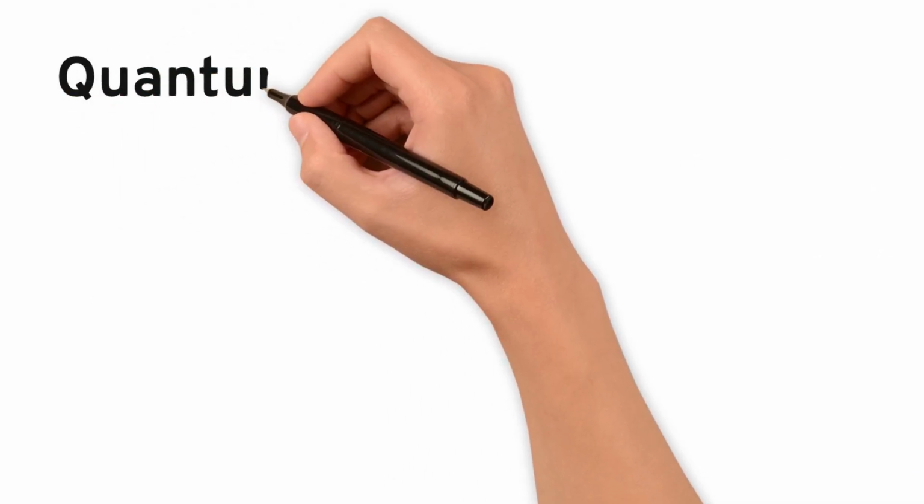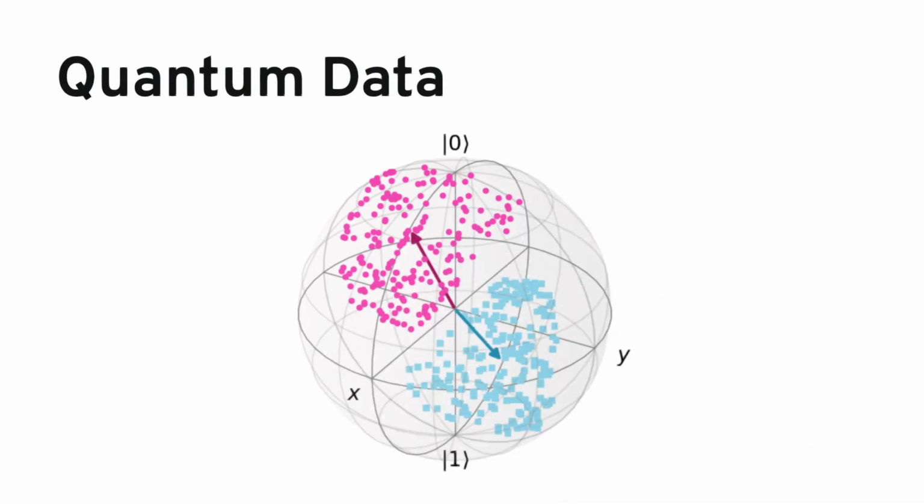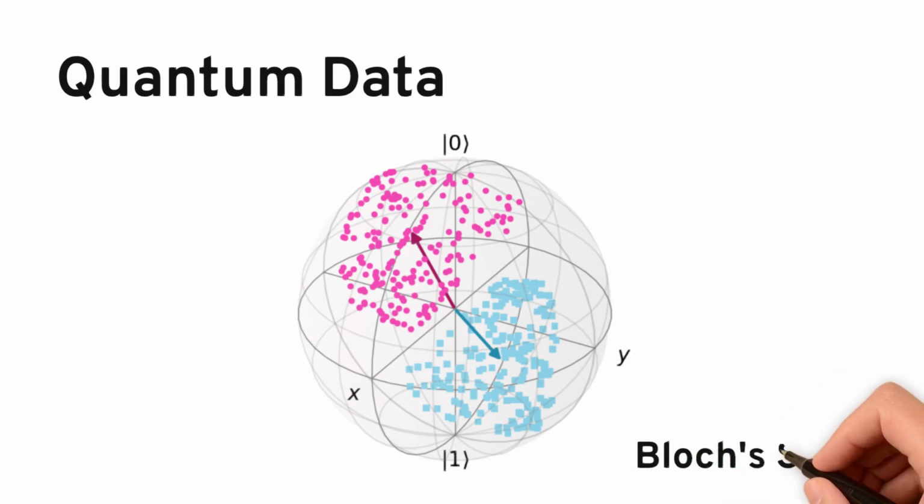Here you can see the generated data as points visualized on the Bloch sphere. A Bloch sphere serves as a geometric representation of the pure state space of two-level quantum mechanical systems, specifically a visual depiction of a qubit in our case.